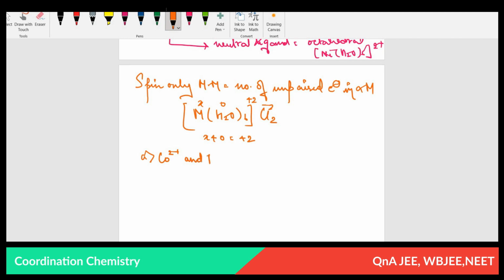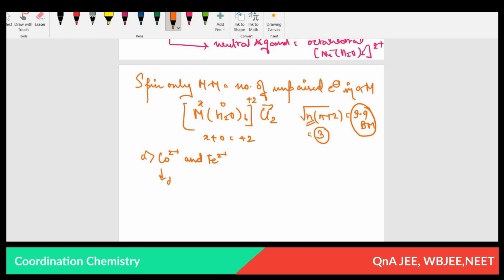But before that, it has also been mentioned that the spin only magnetic moment, that is root over n into n plus 2, is 3.9 Bohr magneton. Now just a small piece of advice and a trick which I want to tell you. Whenever you get the magnetic moment value like that, your number of unpaired electrons is equal to the value before the decimal place. In this case, 3. If your magnetic moment was mentioned to be 4.9 Bohr magneton, then your number of unpaired electrons would have been 4. Alright, now moving on.